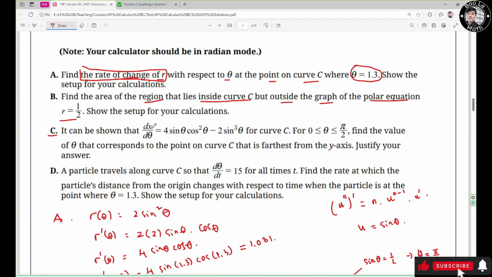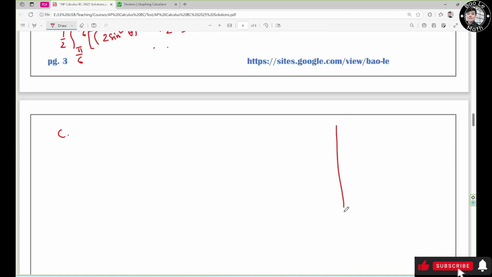It can be shown that dx over d theta equals 4 sine theta cosine squared theta minus 2 sine cubed theta for the curve C for theta from 0 to pi over 2. Find the values of theta that correspond to the points on the curve C that are farthest from the y-axis. I just get the x and y coordinates right here.